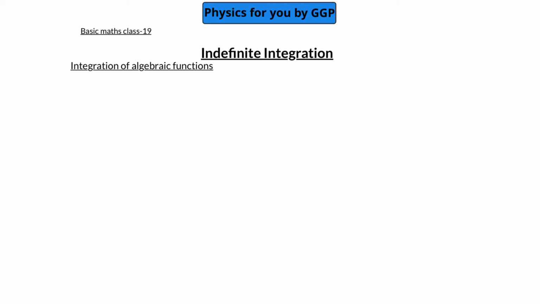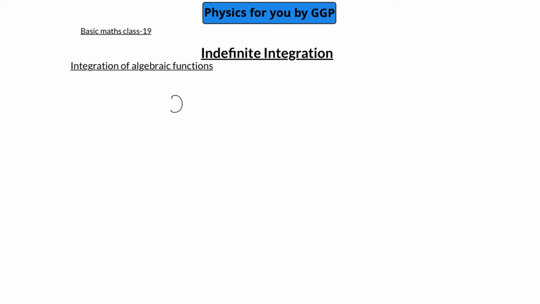In this class, we'll discuss how to integrate different types of functions. In the first part, we'll discuss how to integrate algebraic functions, which are in the form of x raised to n. As we know, integration is the reverse process of differentiation.